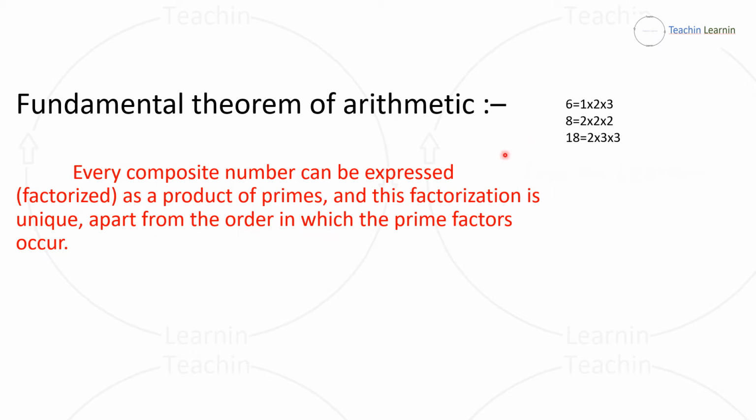prime factors occur. And this prime factorization is unique, means that there cannot be other factors of 6. You cannot factorize 6 in any other way. It will always be 1 into 2 into 3. So any time you factorize, you will get 1 into 2 into 3. So its factorization will be unique.